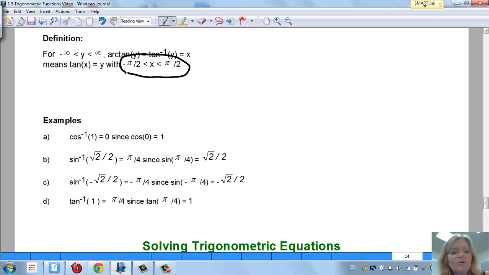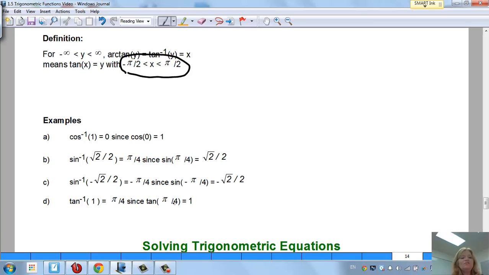Here are some examples, which I kind of alluded to earlier. The inverse cosine of 1 equals 0 since the cosine of 0 is 1. The inverse sine of radical 2 over 2 is equal to pi over 4 since sine of pi over 4 equals radical 2 over 2. The inverse sine of negative radical 2 over 2 is negative pi over 4 since the sine of negative pi over 4 equals negative radical 2 over 2. Negative pi over 4 is the same thing as saying 7 pi over 4, but you can use a negative and just make sure you go the different direction. And the inverse tangent of 1 equals pi over 4 since tan of pi over 4 equals 1.